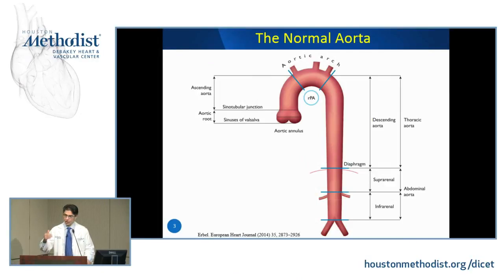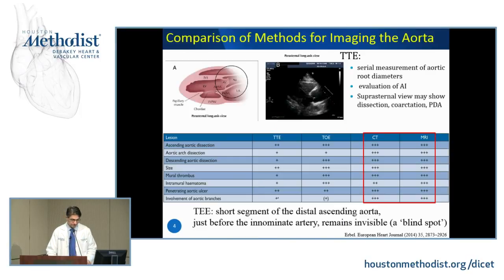Once we get below the diaphragm, you are now in the abdominal aorta. The abdominal aorta can generally be divided into three parts: the suprarenal abdominal aorta, the juxtarenal abdominal aorta, and the infrarenal abdominal aorta. So, just a gross evaluation of the different nomenclature of the aorta.